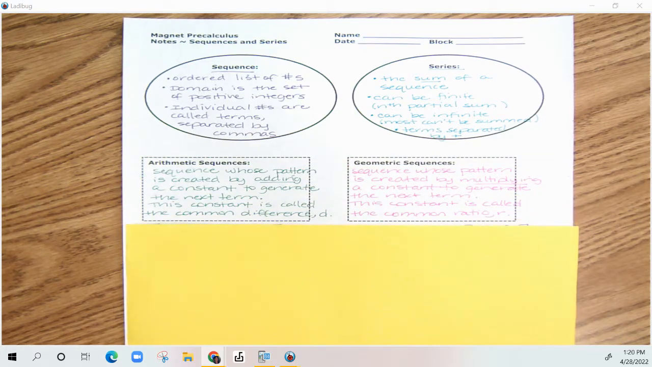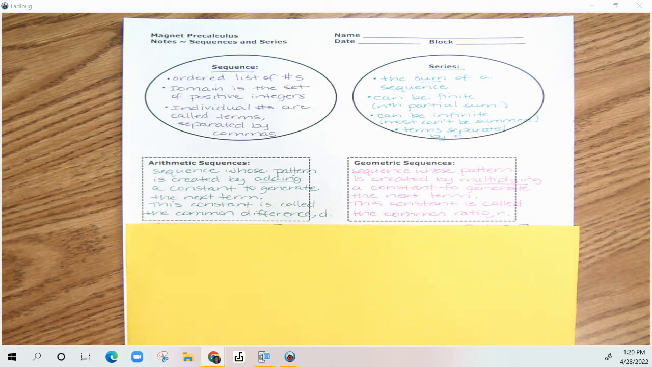So an arithmetic sequence, an ordered list of numbers, is a specific sequence whose pattern is created by adding a constant to generate the next term. The constant is called the common difference, d. So it's an ordered list of numbers where we keep adding the same thing every time to go from one term to the next term.